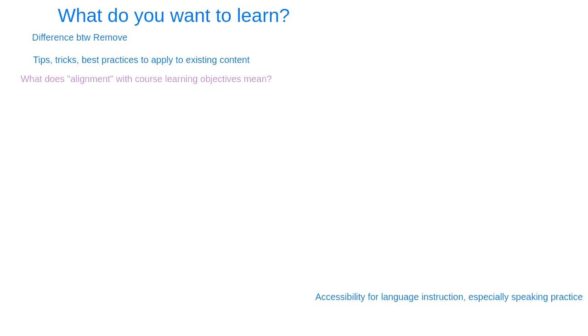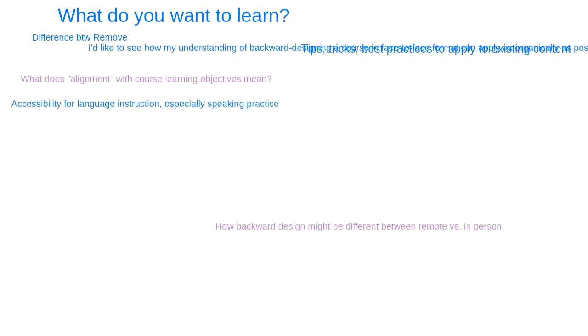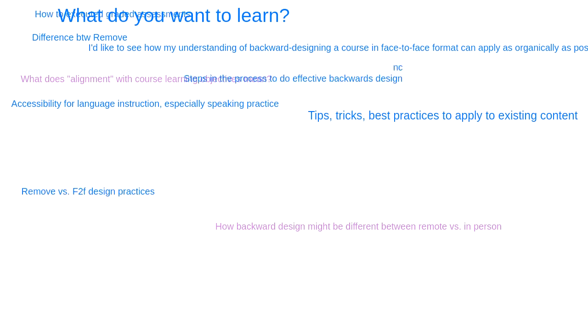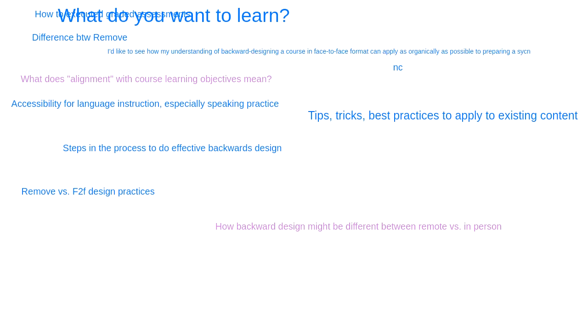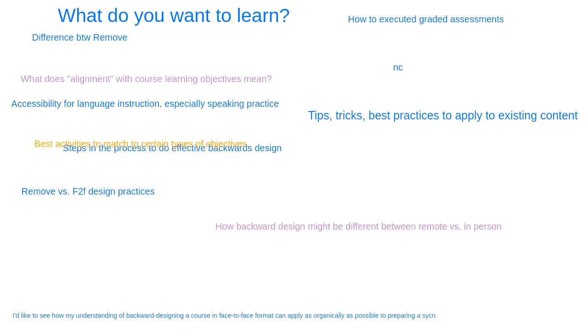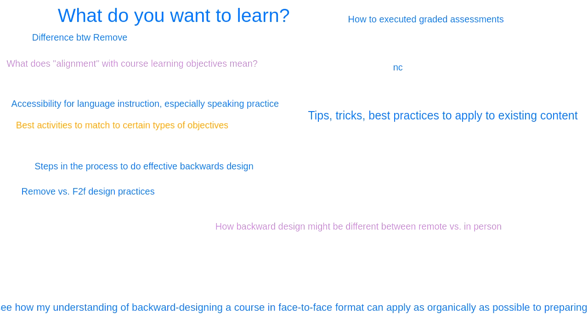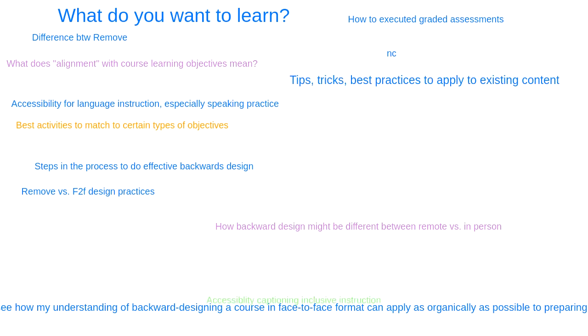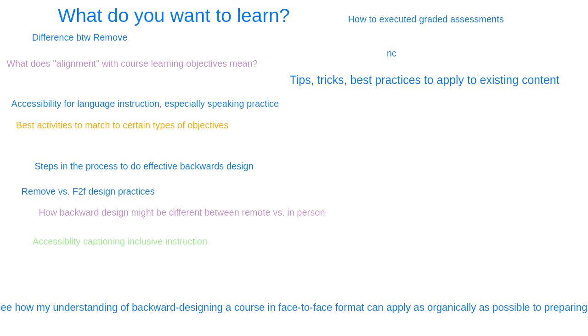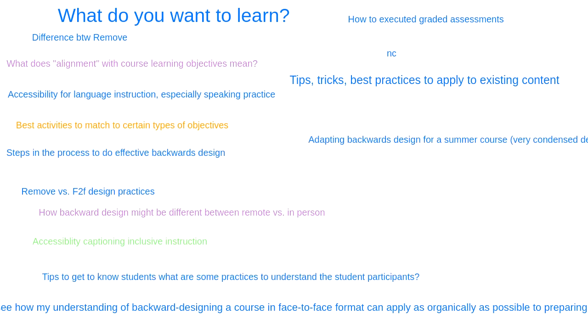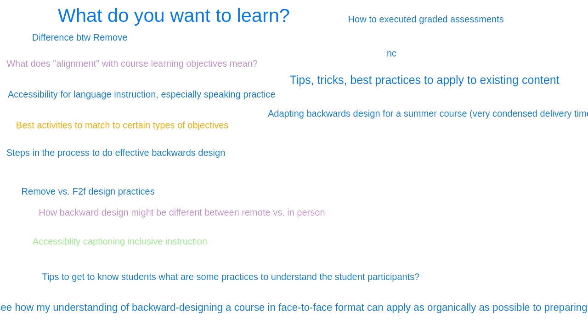All right, and I'm seeing accessibility for language instruction and especially speaking practice via remote. Oh, thank you, somebody, whoever's doing the organization. I suspect it's Karen because she's really good at that. Steps to the process of effective backwards design. Let's see, I'm going to make my window bigger so I can read these things. What does alignment with course learning objectives mean? That's a good question. How to execute grade assessments, adapting backwards design for a summer course with a very condensed delivery time. Yeah, that's really about honing down what are the important things. Captioning and inclusive instruction.